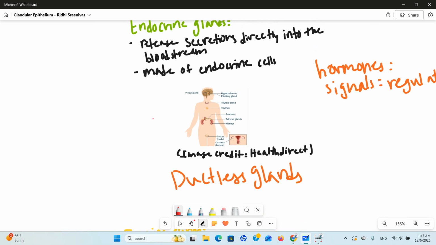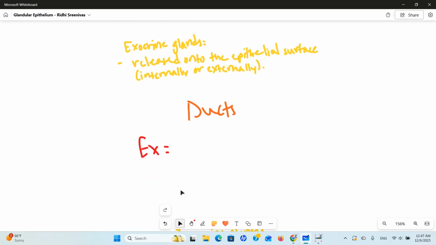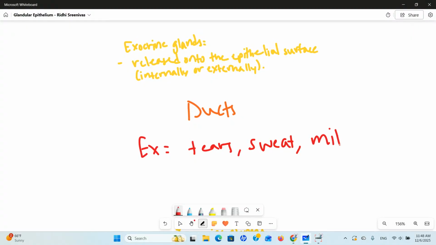I mean, they're less easier to see and less widely known compared to all of these endocrine glands. So I'm just going to give you guys some examples of some exocrine secretions, and that includes those tears that are produced from your eye area, sweat that comes from your skin, or milk that comes from the mammary glands. Those are all exocrine secretions.